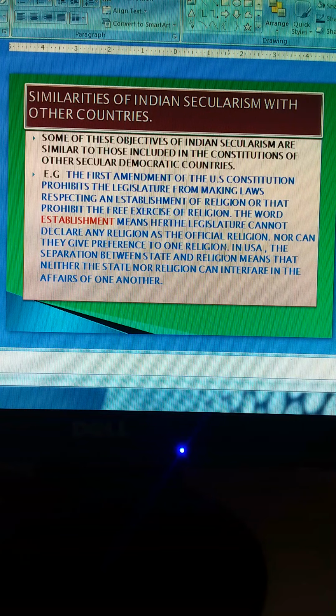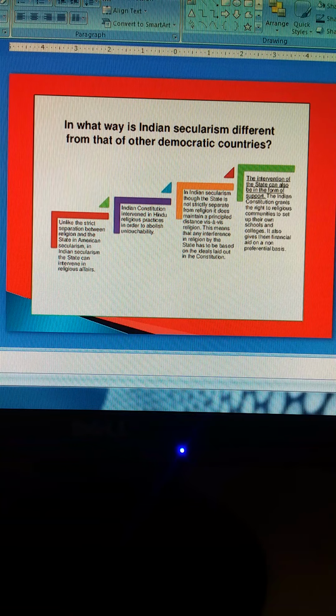In the USA also, we have seen that the separation between the state and religion means that neither the state nor the religion can interfere in the affairs of one another. So this is one of the major differences you can see that Indian secularism has with other democratic countries. Here is a picture chart that will help you to understand more easily.